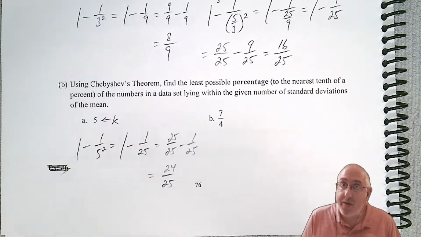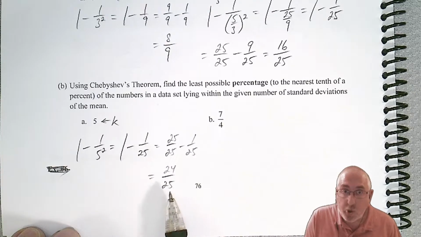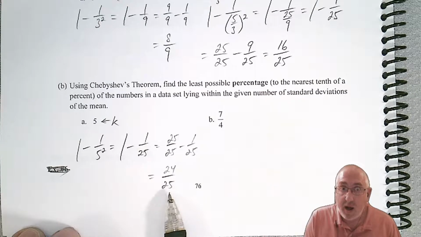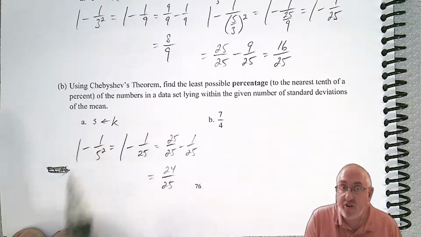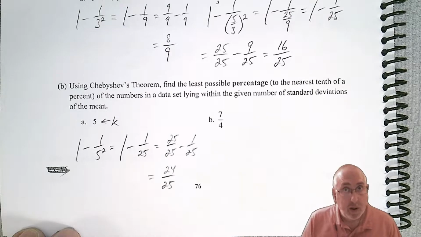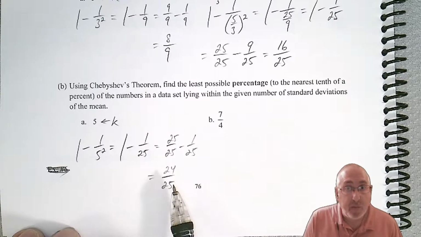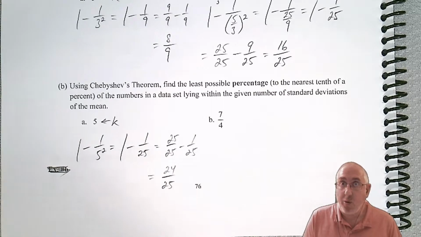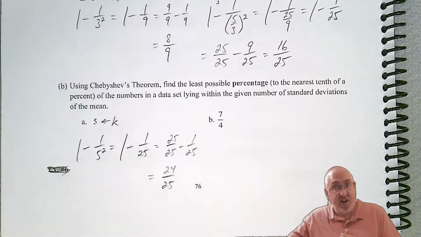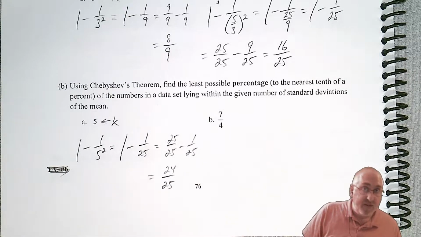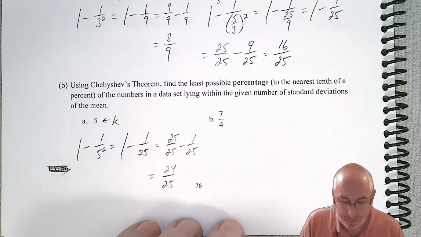And that's another way to think of it. Basically, Chebyshev is saying that if there were 25 numbers in your data set, 24 of them better be within 5 standard deviations of the mean, minimum. More likely, all of them will be there. But the minimum should be 24 out of 25 of those numbers within 5 standard deviations, 5 standard deviations above and 5 standard deviations below. So that's another way to think of it.